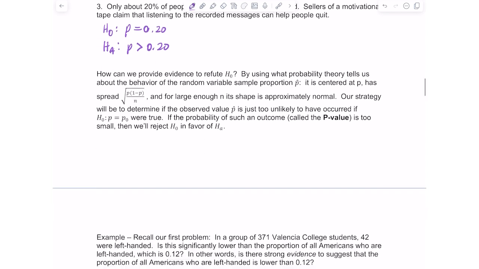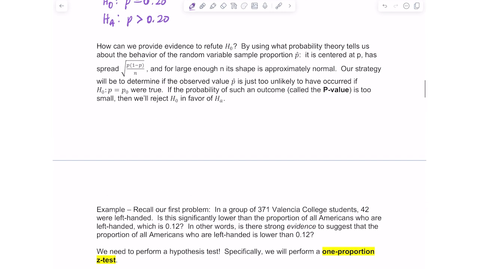So how can we provide evidence to refute the null? By using what probability theory tells us about the behavior of a random variable, the sample proportion p hat, we know that it's centered at p and it has a spread of the square root of p times 1 minus p over n. For large enough sample sizes, n, its shape is approximately normal.